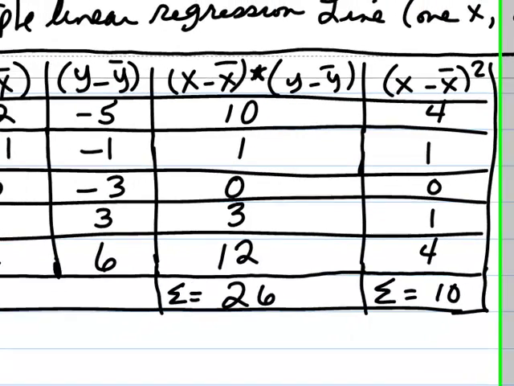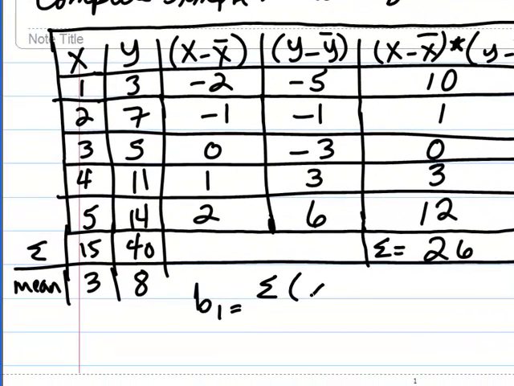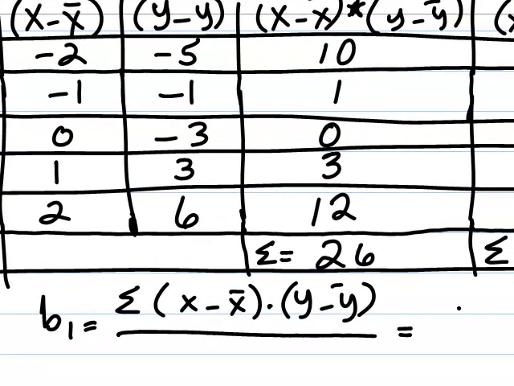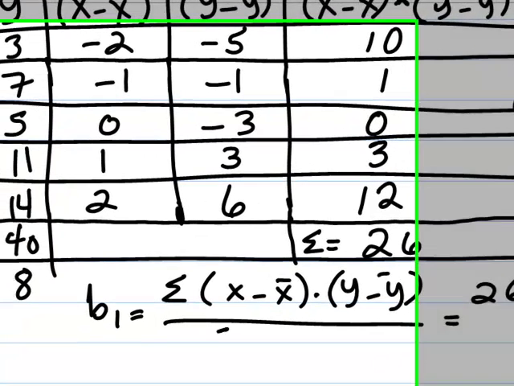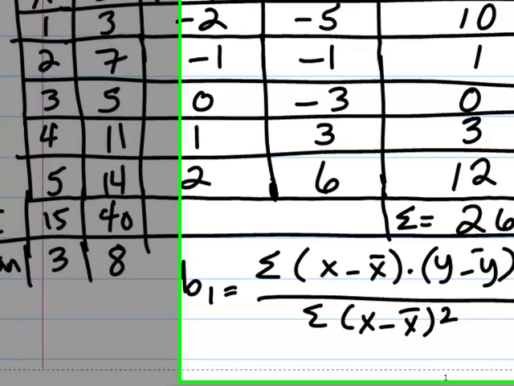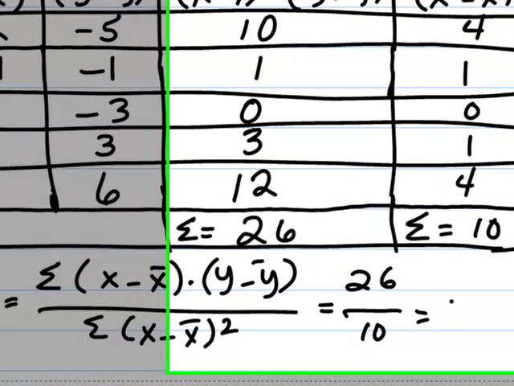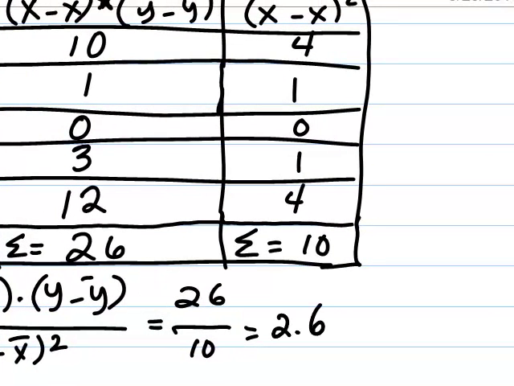Your book says B sub 1 is summation of X minus X bar times Y minus Y bar, which in this case is 26, divided by summation of X minus X bar column squared, which in this case is 10. So B sub 1, or the slope, is 2.6.